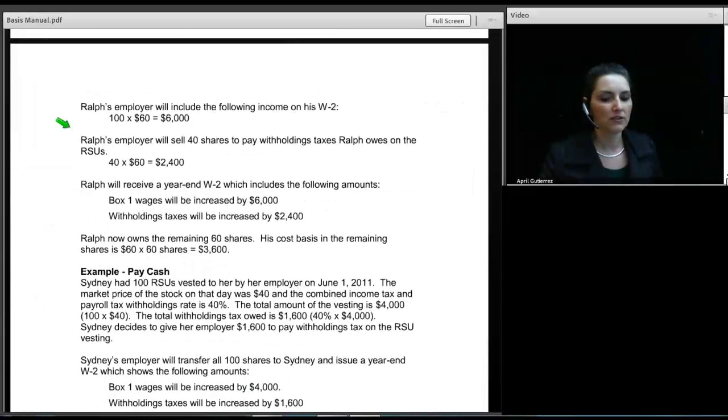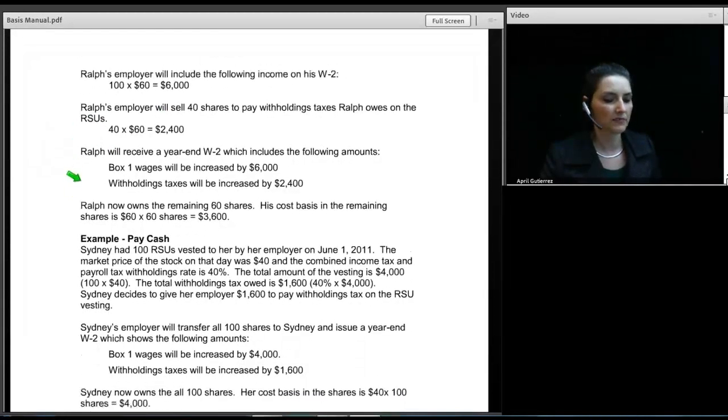Ralph's employer will include the following income on his W-2. 100 shares awarded at $60 per share. That's a $6,000 gross up that needs to happen on the W-2. Ralph's employer sells 40 of the shares to pay the withholding tax that Ralph owes. So that's 40 shares times $60, or $2,400, because the rate of tax is 40%.